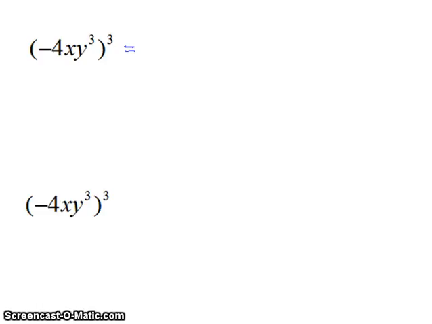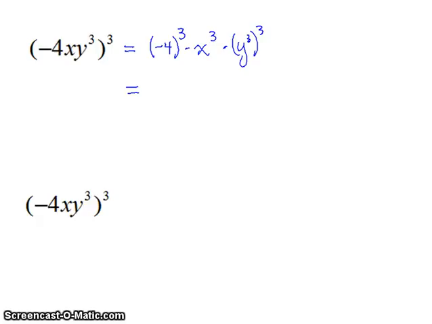What I like to do is look at each individual number or variable. So we have negative 4 to the 3rd, we have x to the 3rd times y to the 3rd to the 3rd. So what's negative 4 to the 3rd power? Well, that's going to be 4 times 4, which is 16, times another 4, which will give us 64.